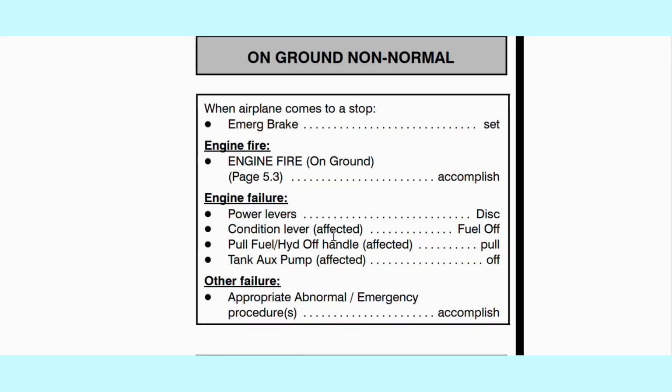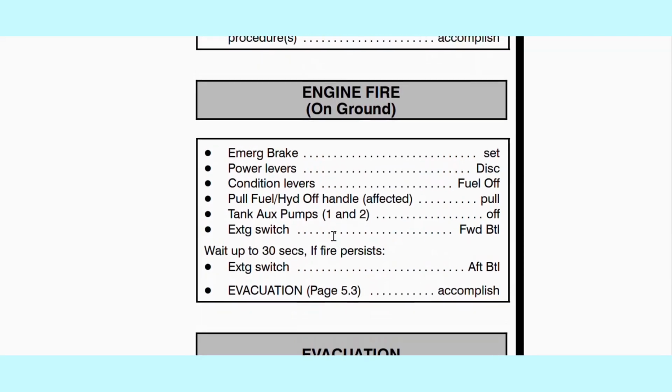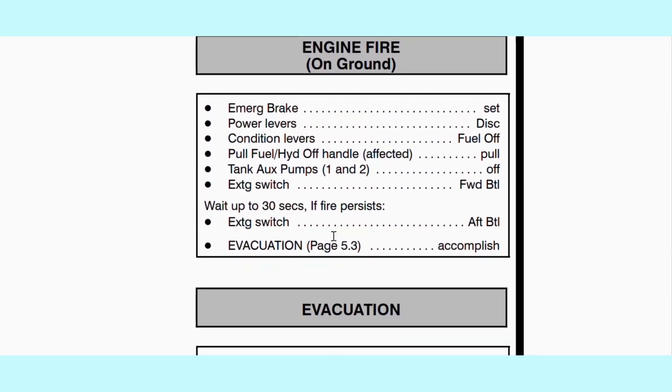So engine fire is exactly here as engine fire. So on ground, all these are memory items. In a systematic and well-managed manner, you'll apply the emergency brakes, you'll put both power levers to disk, you'll put both condition levers. You remember the engine failure was only the affected. For the condition levers, here it's going to be both. For the pull fuel hydraulic shutoff handle, in this case it's only again the affected, so not both of them. And the tank aux pumps is also both of them here, not the affected. So you have to distinguish and differentiate between the two.